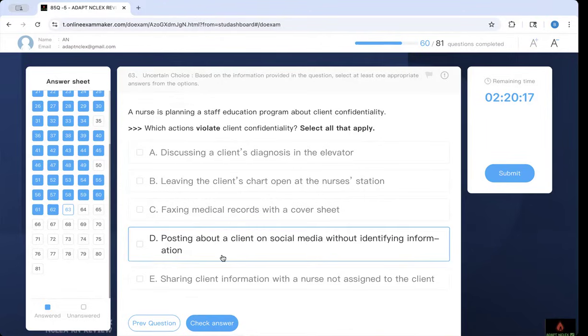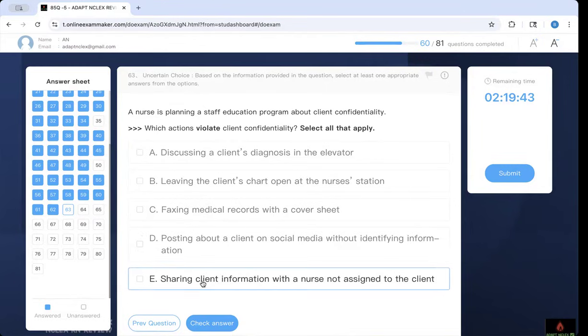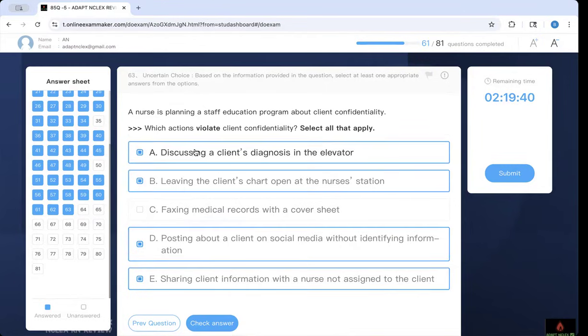Confidentiality. You are not responsible for the care of the patient, but you are hearing about it. Select or apply. Discussing the client diagnosis in the elevator, bad problem. Leaving the client chart open at the nursing station, bad problem. Faxing the medical record with the cover sheet is good because then nobody can see it. Posting about the client on social media without identifying information still is a problem. You are violating their privacy. Sharing information with somebody who does not care for the patient. Yeah. So these people, they are in trouble. We got to fix them.